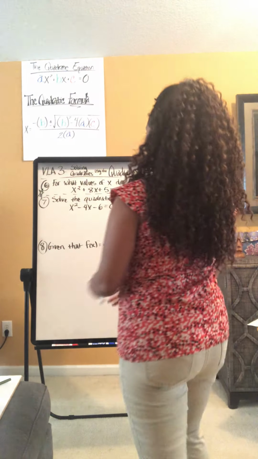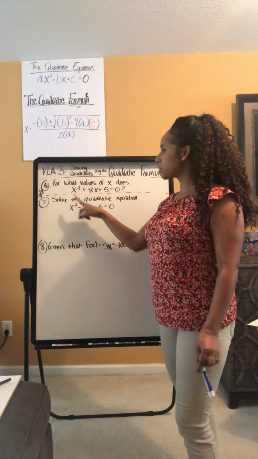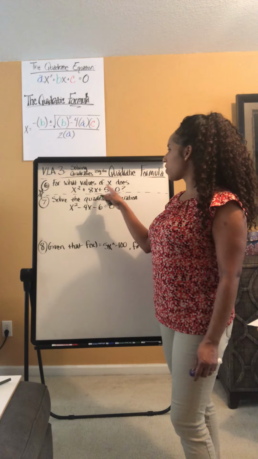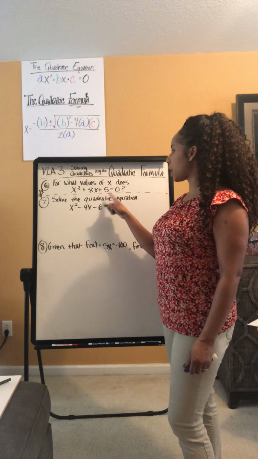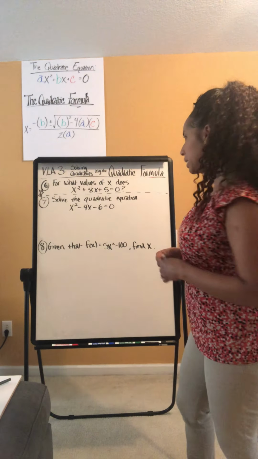Okay, quadratic formula, part 3. Number 6 is actually a star for you. It says, for what values of x does x squared plus 8x plus 5 equal 0? I want you guys to answer me on Remind.